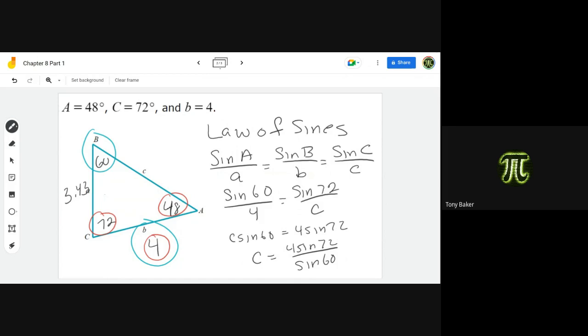Go back to Desmos. And we get 4.39 for this one. All right, what did I tell you about the relationship between the angles and the sides?